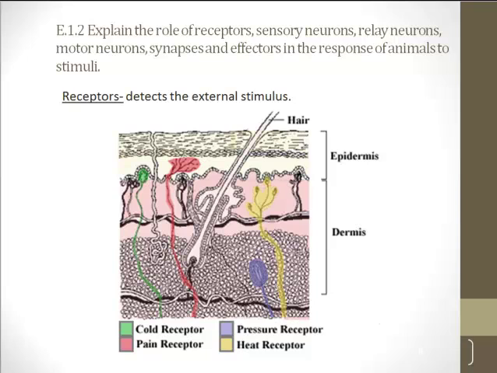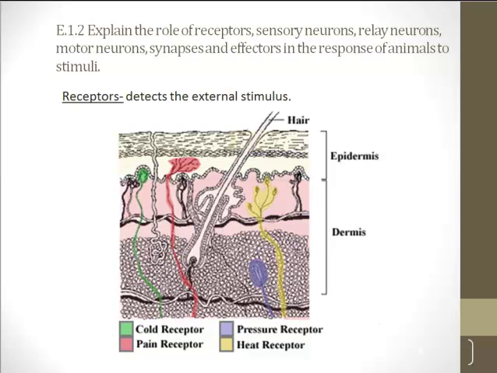How does your body record or receive a stimulus? Well, it does it with specialized neurons called receptors. And in this picture, which is a cross-section of human skin or epidermis, it actually color codes and shows the different types of receptors or neurons which are present in the skin.